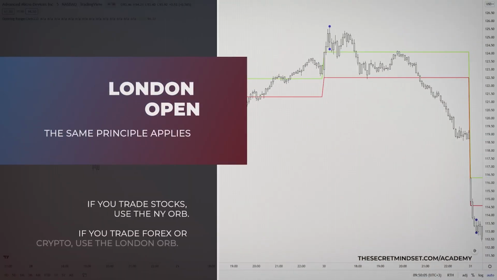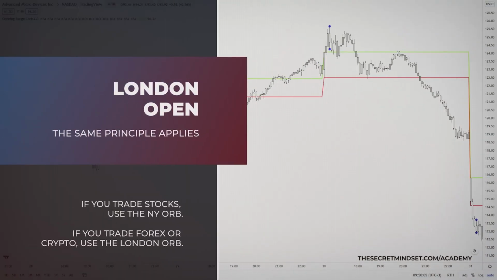This technique was based on the New York Open, but the same principles apply if you trade Forex or crypto and you want to trade the London Open.